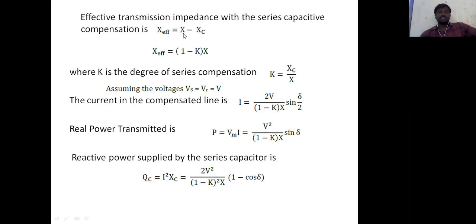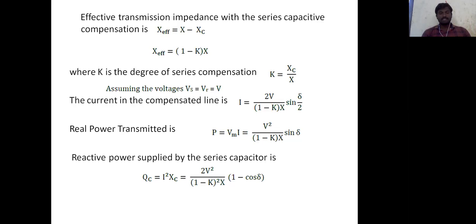In this equation, taking the common term X, X effective equals (1 minus K) into X. K is the degree of series compensation, K equals XC by X. Assuming the sending end voltage equals the receiving end voltage, the current in the compensated line is I equal to 2V by (1 minus K) X into sin delta by 2.